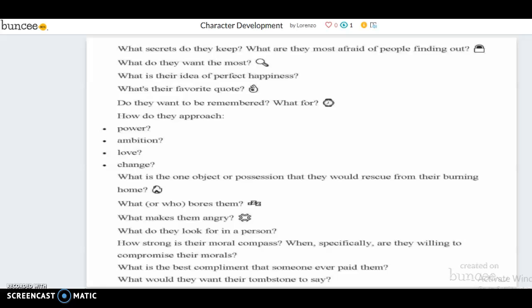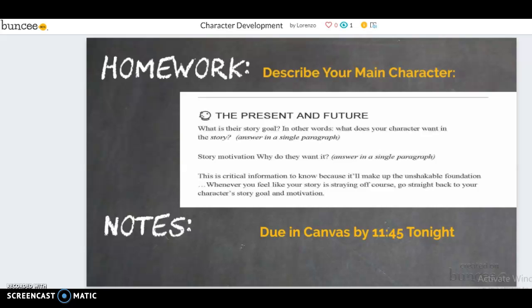So, what you should do, before or while you're in the middle of writing your short story, is stop for a minute and get to know your main character a little bit better. The assignment for today is going to be easy. I'm not going to have you write all these different things about the character, but you're going to write in MLA format to be uploaded into Canvas. You're going to write about the present and the future of your character as it pertains to this story. So the question will be, what is their story goal?